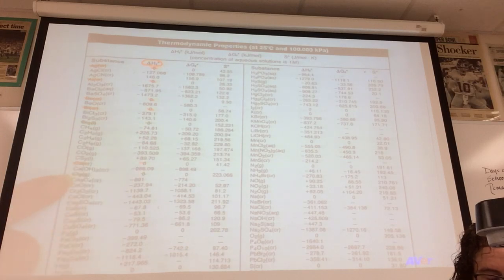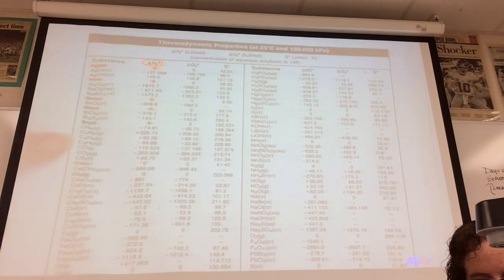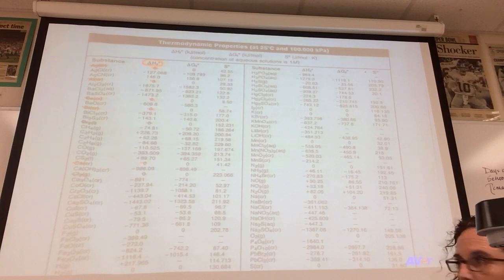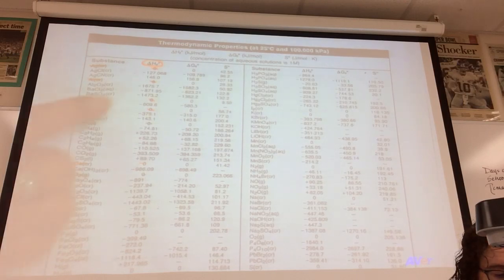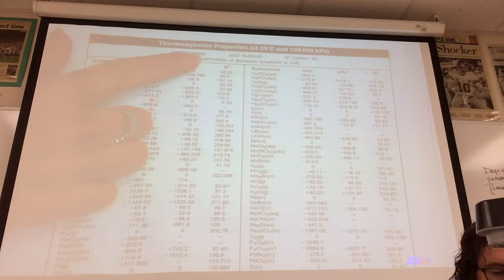0, chlorine gas, diatomic element, 0. So elements in their standard state, or diatomic elements in their standard state, have delta H's of formation of 0 kilojoules per mole. And you will see here for delta H, the unit is kilojoules per mole.